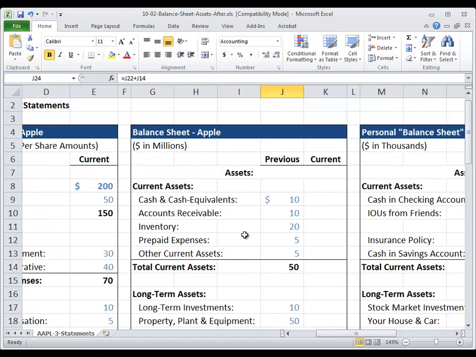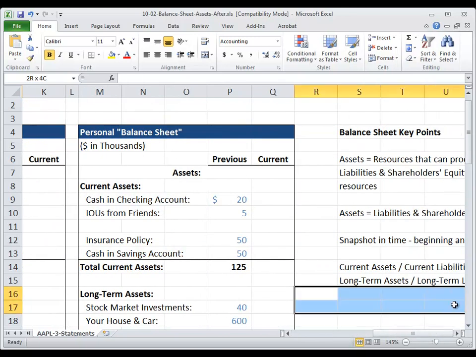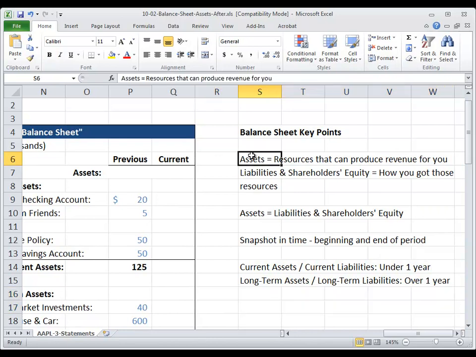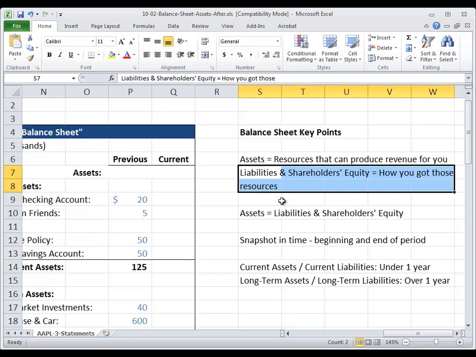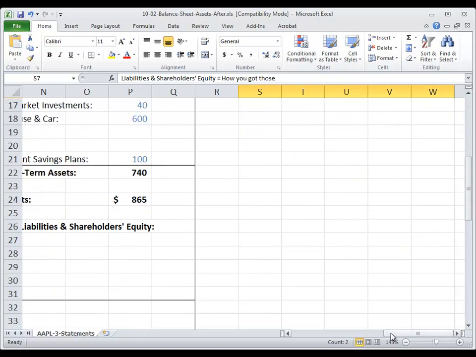So that's how we go through and create the assets side of the balance sheet. Just to recap the most important points that we went over here. Assets represent resources that can produce revenue or anything that can be turned into cash for you. Liabilities and shareholders' equity correspond to how you got those resources. We haven't dealt with those yet. We're going to get to those in the next video, but just keep that in mind for now.